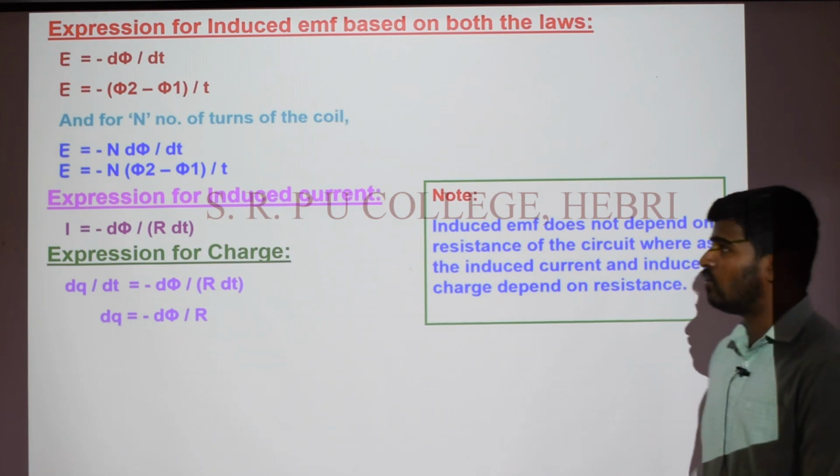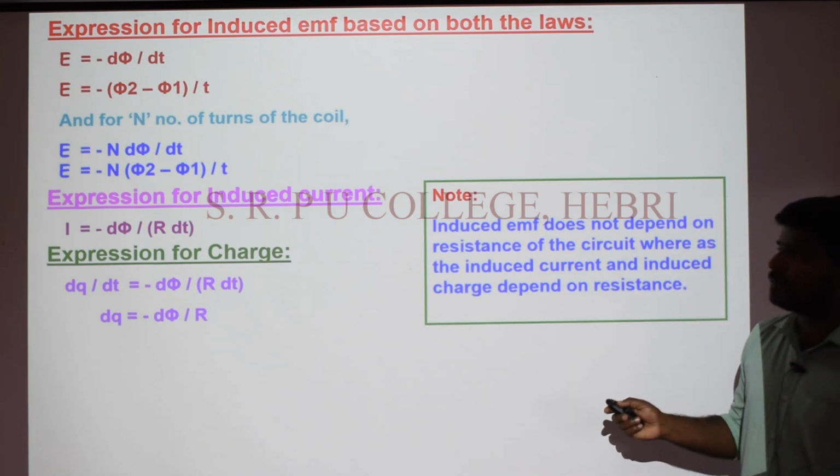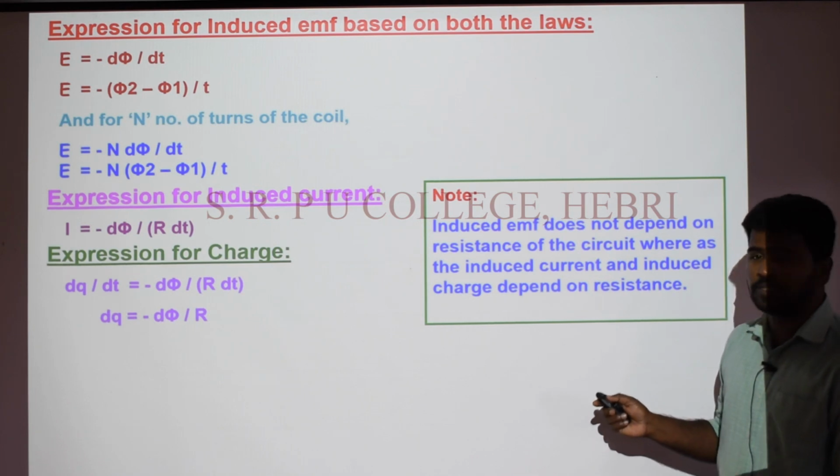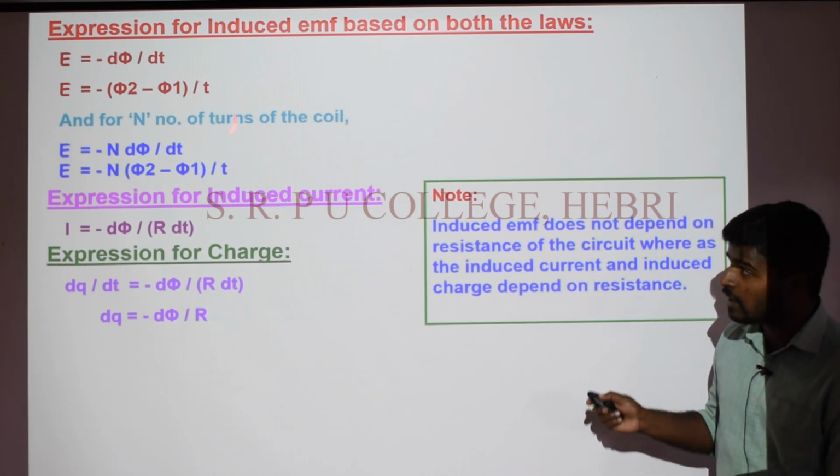What about E is equal to minus phi 2 minus phi 1 divided by t? There is no resistance over there.